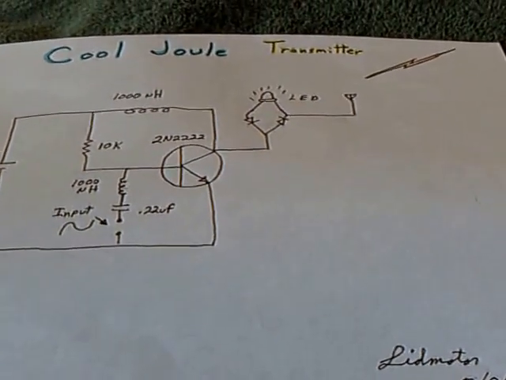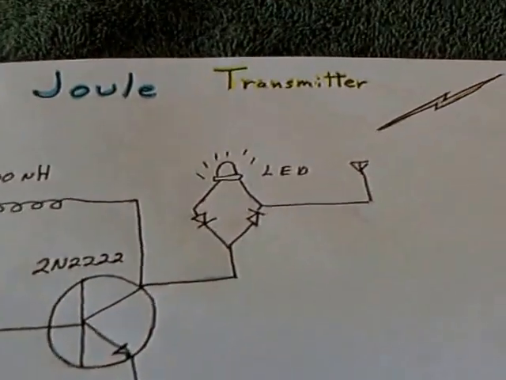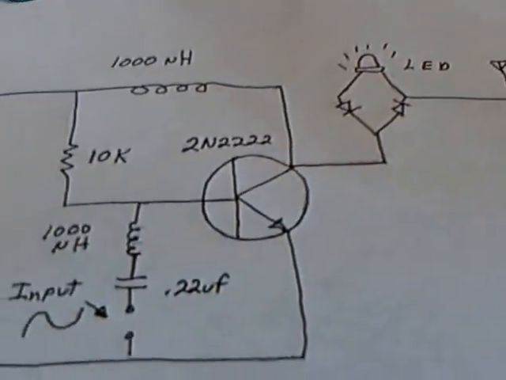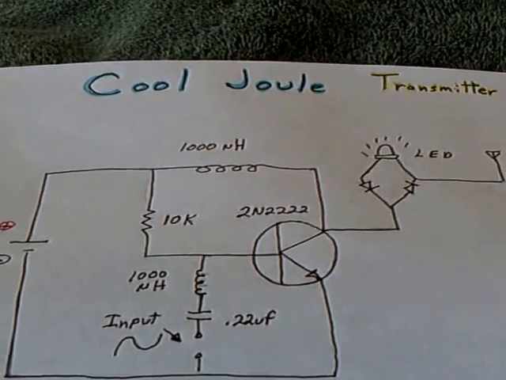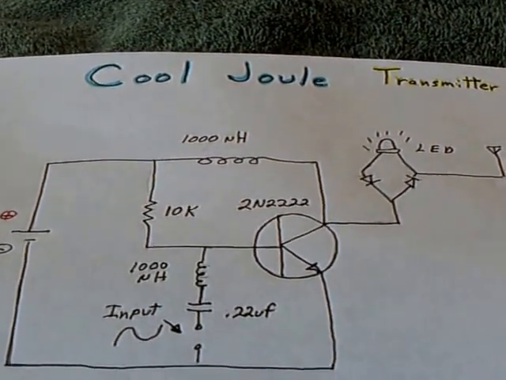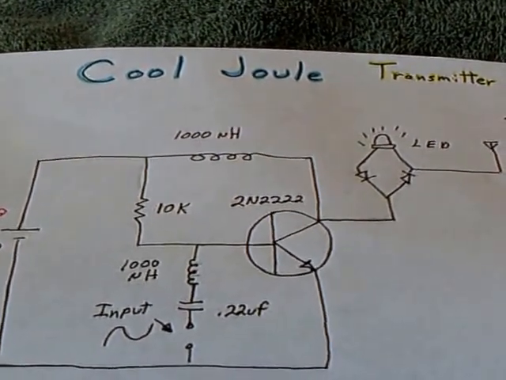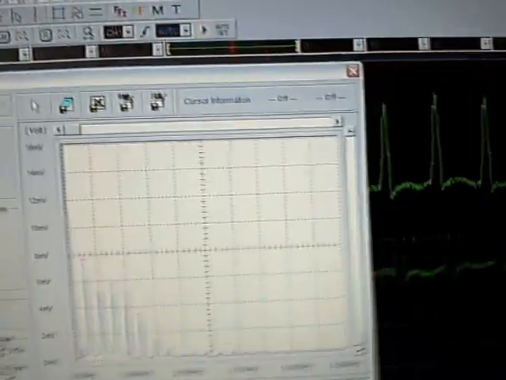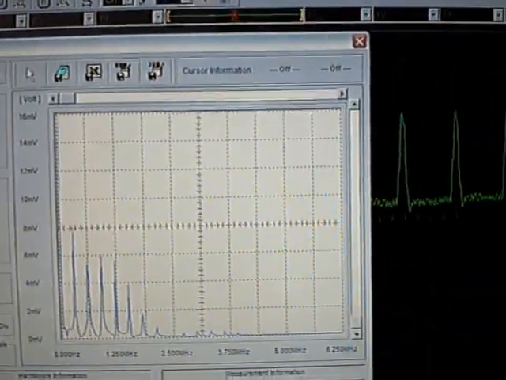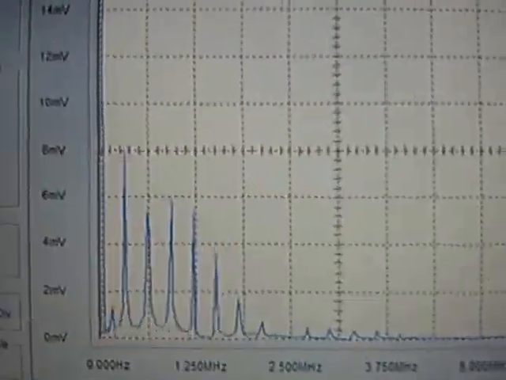Alright, well here is this Cool Joule transmitter circuit that I'm working with. Cool Joule was a name that Tin Man put on this circuit when he posted it, and I've modified it into a transmitter type thing. What I wanted to do is look at it on the scope and see what's going on here. And there's the harmonics that I was talking about.